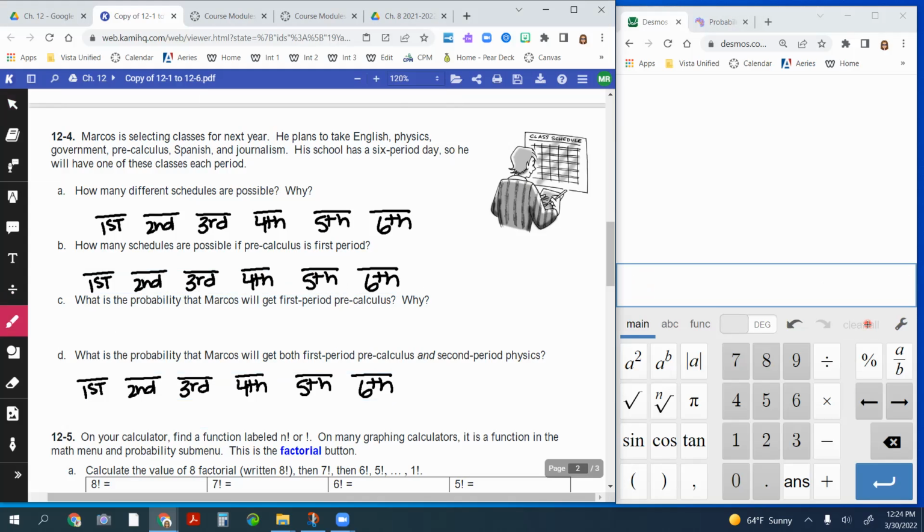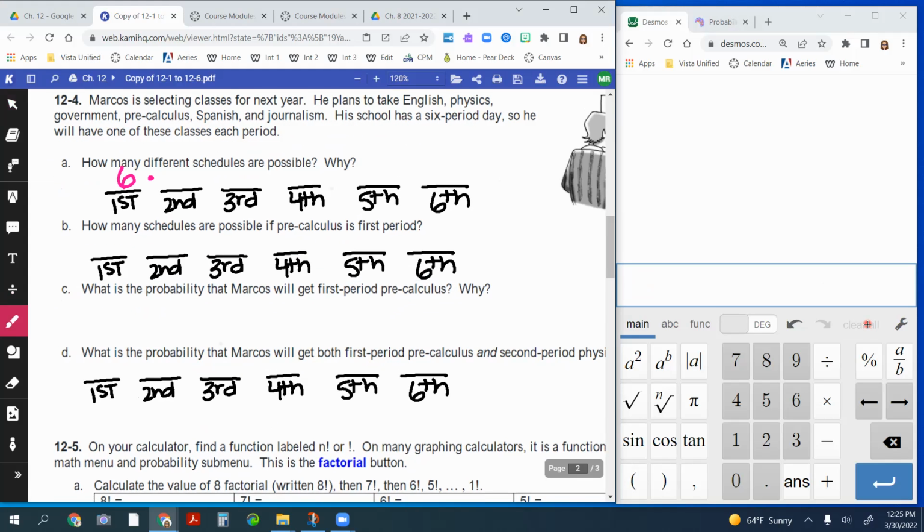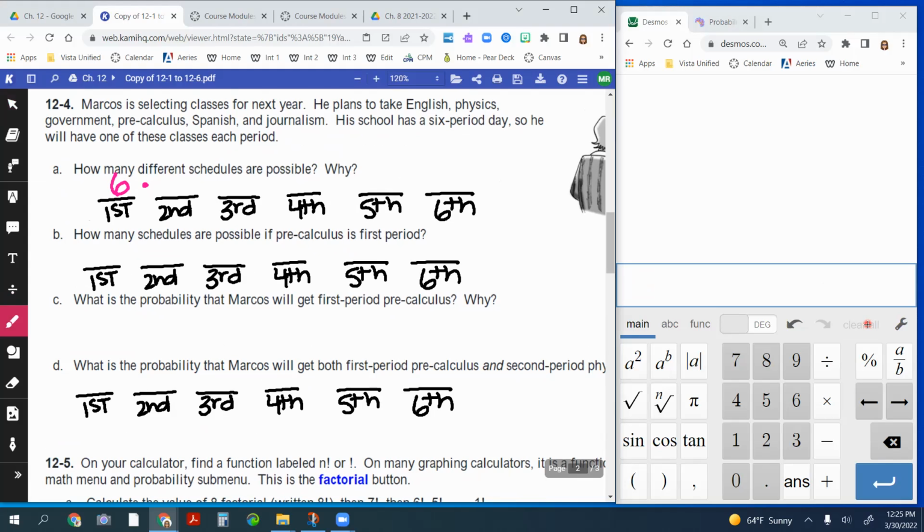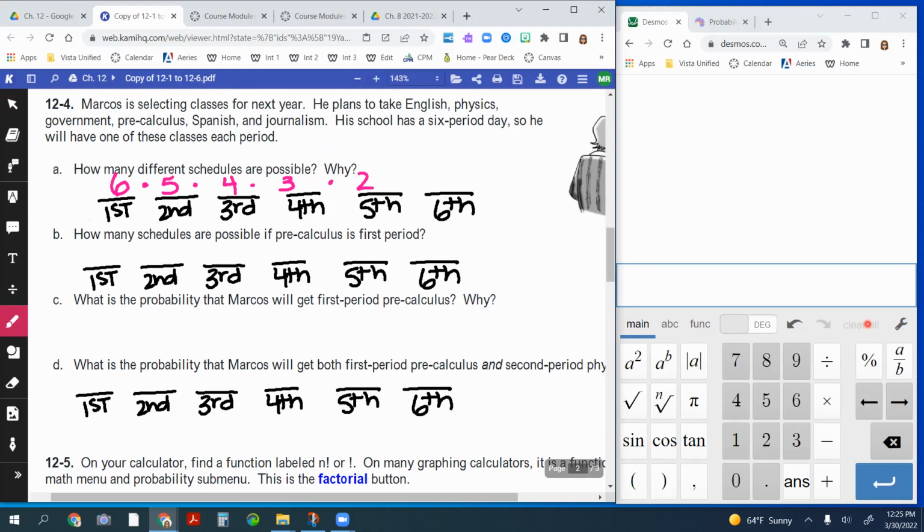So when we're doing this, there's 6 classes for period 1. Okay. Now, after we get that first class chosen, you're not going to repeat that class. You're not going to have that class twice. So then there's only going to be 5, and then 4, and then 3, and then 2, and then 1. So we're going to go 6 times 5 times 4 times 3 times 2 times 1. Really don't need to do it times the 1 because that's not going to change it. 720. So 720 different schedules.